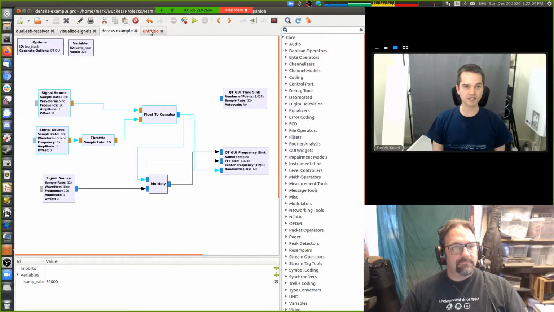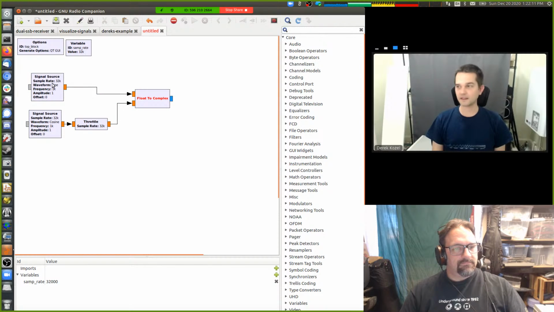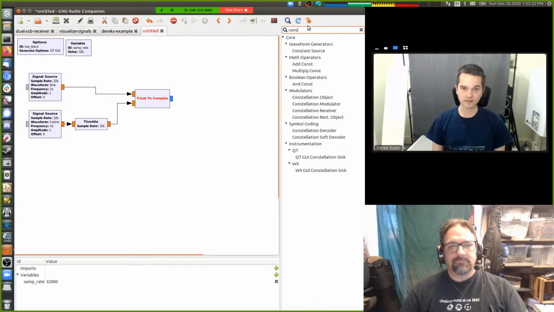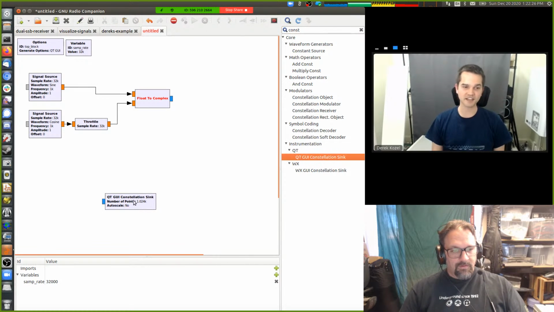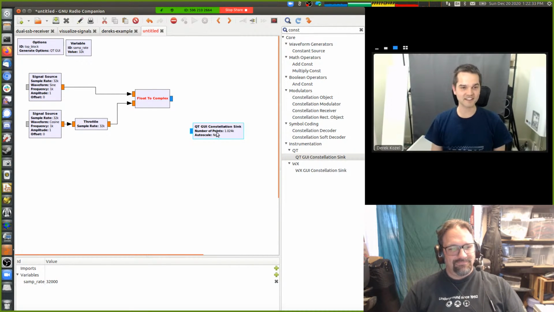Yeah, copy, paste. Cool. And I've got them the other way around, but this doesn't matter at all. And now grab a Qt GUI Constellation sink. Ooh, WX. Haven't seen that in a while. It's good stuff. Yep. So throw the output of the complex signal into that.